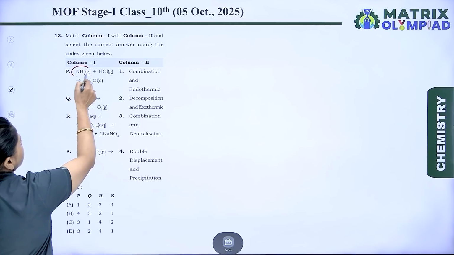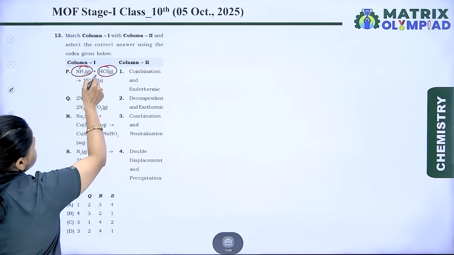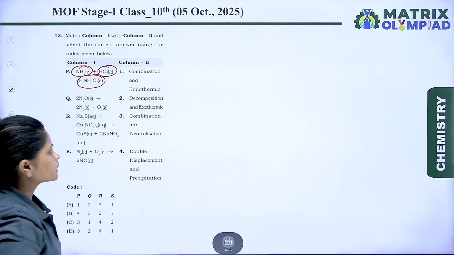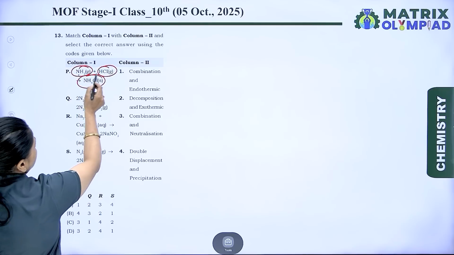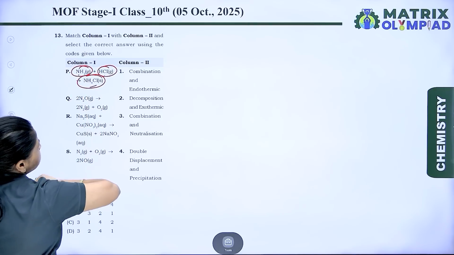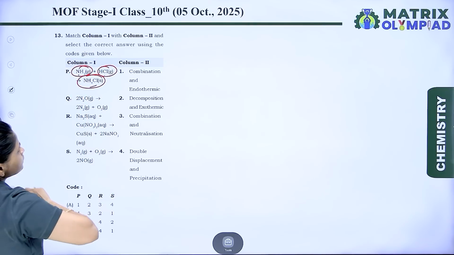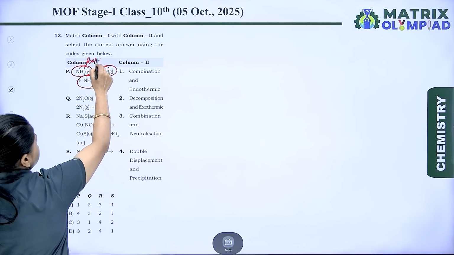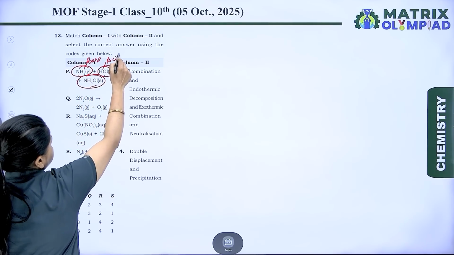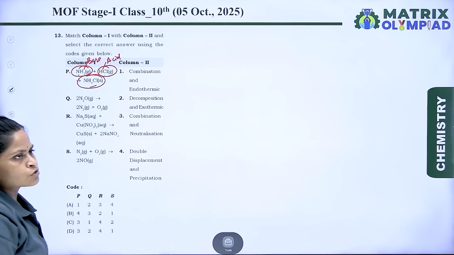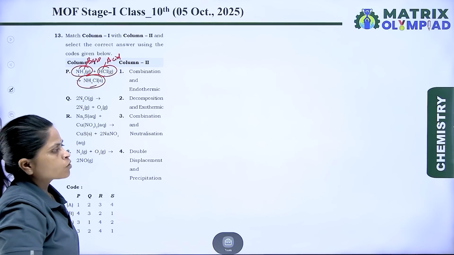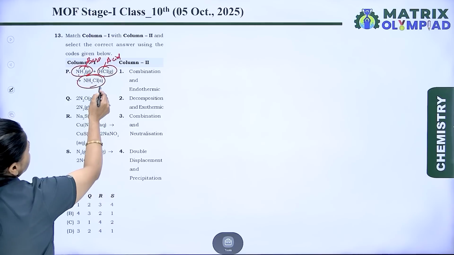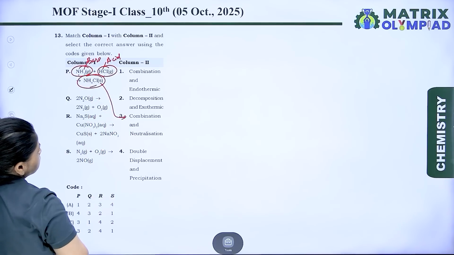Here, ammonia and hydrochloric acid form ammonium chloride. This is a chemical reaction in which two compounds combine to form a single product, and these two compounds are base and acid. Base and acid, and apart from combination, this is also neutralization. So it belongs to option third.